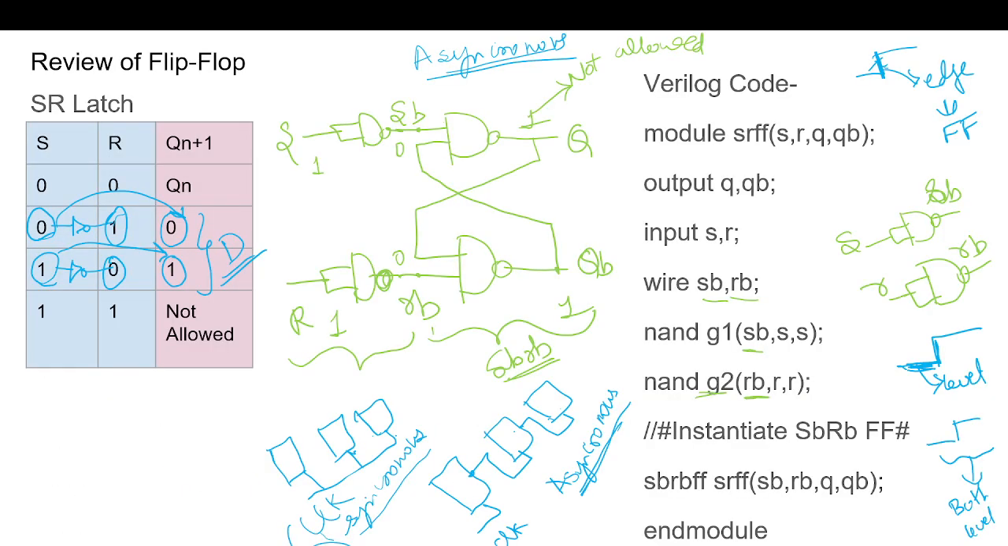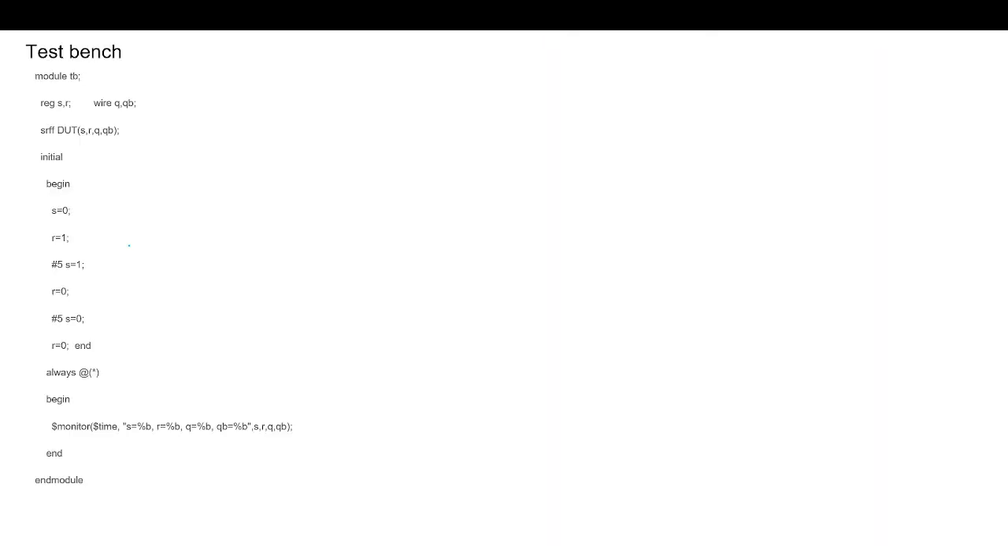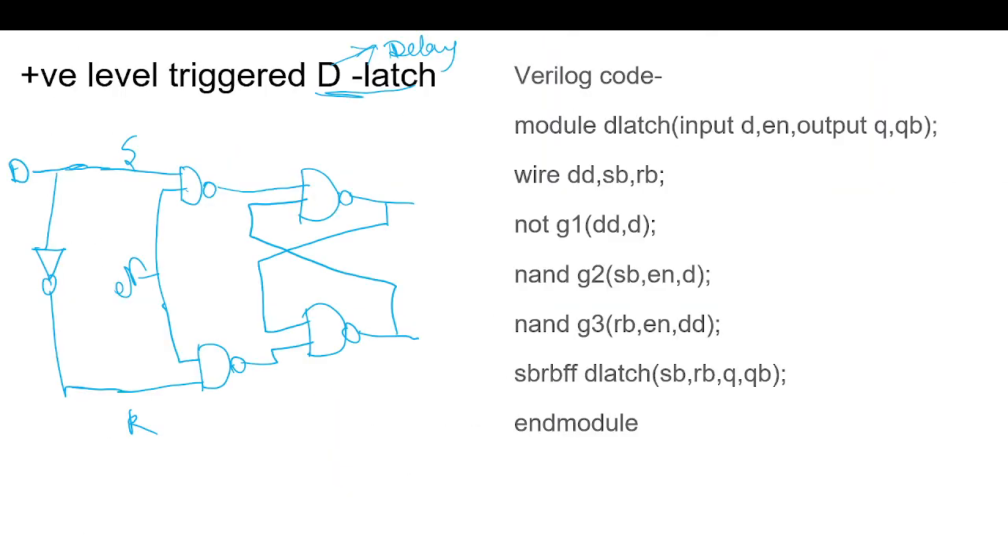So same as I explained here. If S is complemented in the R, and if S and R are in complementary version, then whatever the S is, we obtain at the next state of the Q with 1 clock cycle delay. So S should be D and R should be D complement. So this is our D latch, which is sensitive to enable. So it is a positive level triggered D latch.